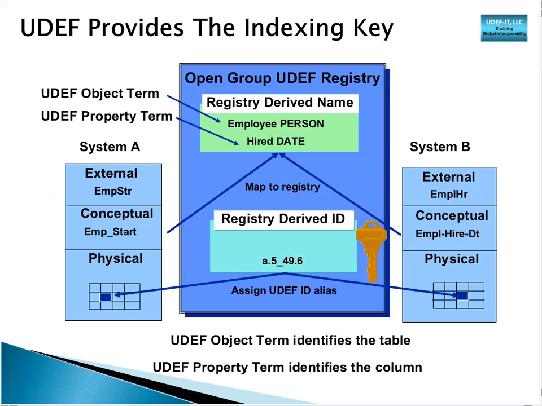So if you apply that approach then and say, how can I use it within my enterprise? Well, if you currently use relational database systems, basically the object term, in this case employee person, on this page here, that then becomes the identifier. In other words, the A.5 would be the identifier for identifying any table in your enterprise that contains employee data. And then the columns in those tables would be uniquely identified by, in this case, hired date is the underscore 49.6. So A.5 underscore 49.6 is the UDEF ID that transcends all applications and transcends all languages that deals with employee person hired date.